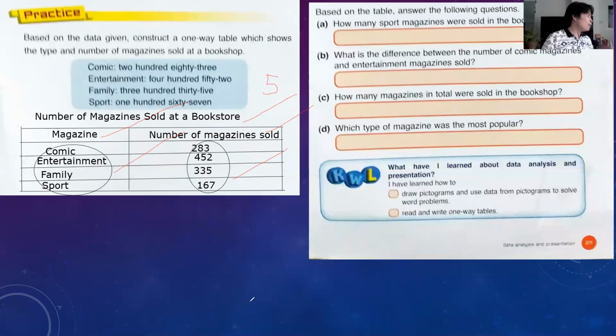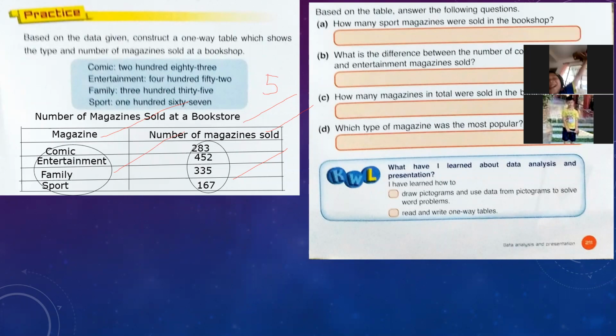If we go to school, Teacher Chris will see this page. You should not skip any page that I discuss or we learn. So on page 211 still, we can now answer the question. Based on the table, how many sport magazines were sold in the bookshop? Who wants to answer?